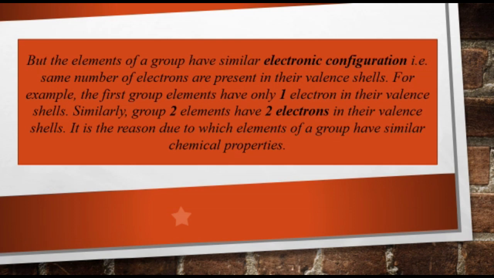They have the same number of electrons present in the valence shell. The number of electrons, I have told you before, that the electrons present in the outermost shell of an atom, that is their electronic configuration. For example, first group elements like sodium and lithium have one electron in their valence shell. Similarly, group 2 elements have 2 electrons in their valence shell. It is why they are placed in the second group. Okay, it is the reason due to which elements with the same electronic configuration and similar chemical properties are placed in the same groups.